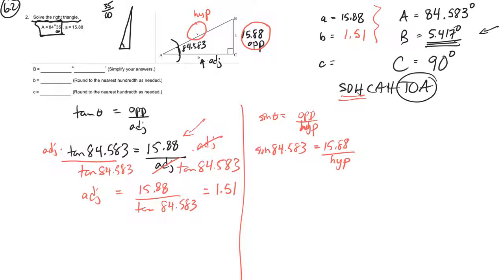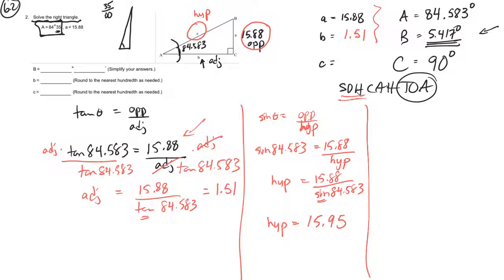And notice I'm going to have to do the same thing as I did here. I'm just going to rewrite it. Hypotenuse is 15.88 divided by the sine of 84.583. Now it looks the same, but here I'm using sine, over here I used tan, so I'll get a completely different answer. 15.88 divided by the sine of 84.583, go. 15.95, about. So that side C is 15.95.